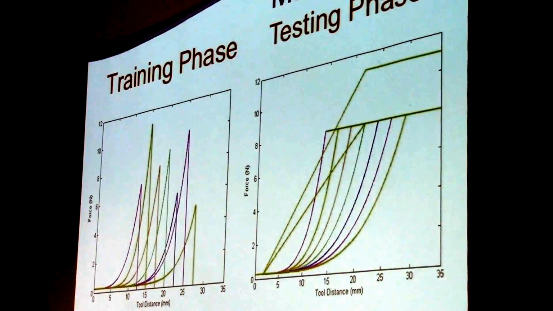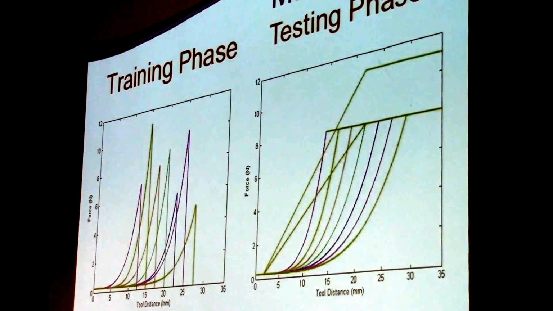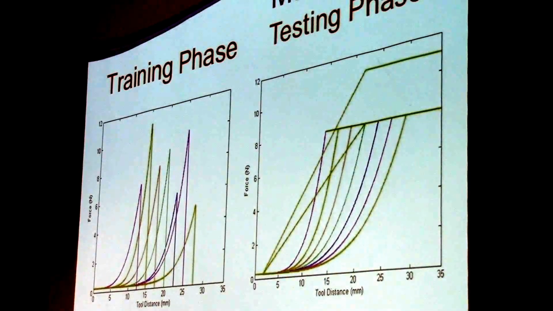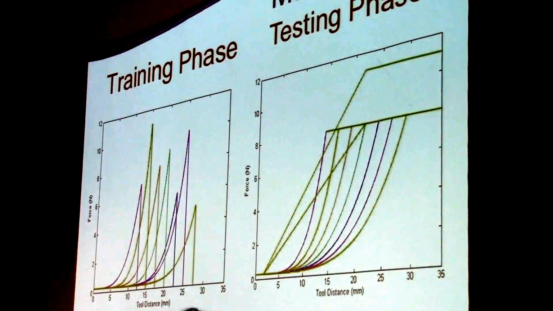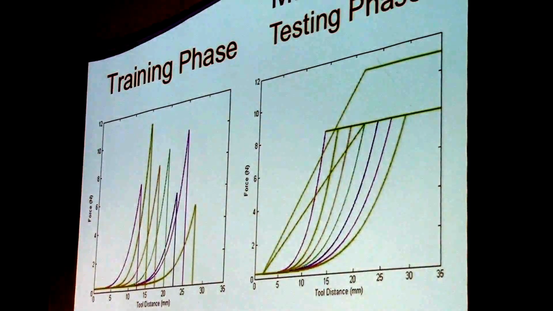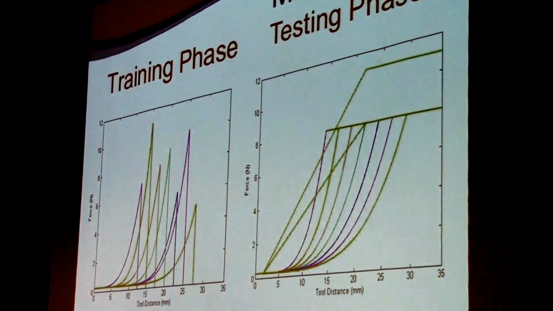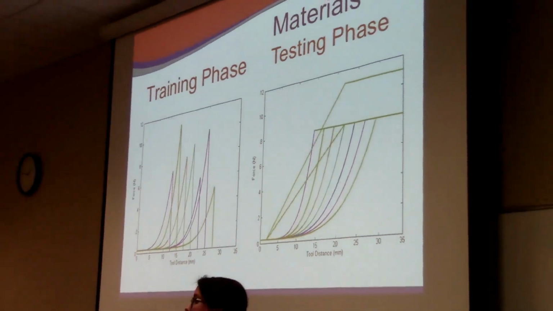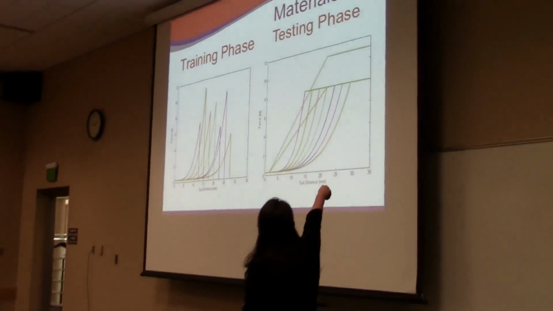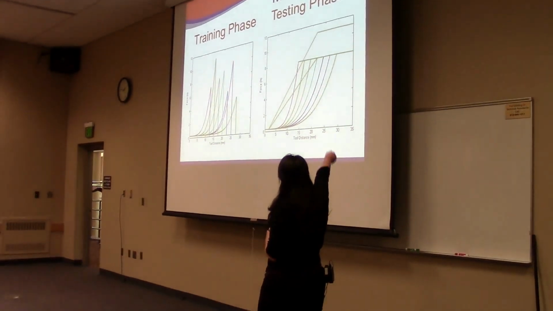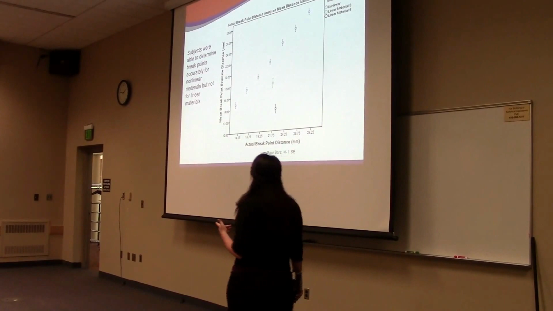Also within the body are compliant materials that have a linear profile. These are things such as ligaments, but we can think of them as rubber bands. And these are these linear profiles that we put in. We estimated that people would not be able to perceive the breakpoint at all for this, and that they would continue to go past it. What we found was actually quite different.